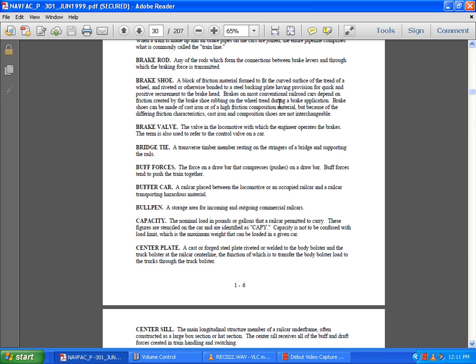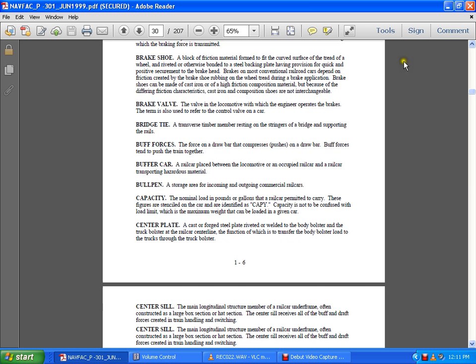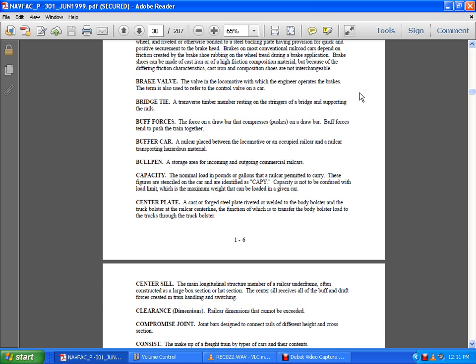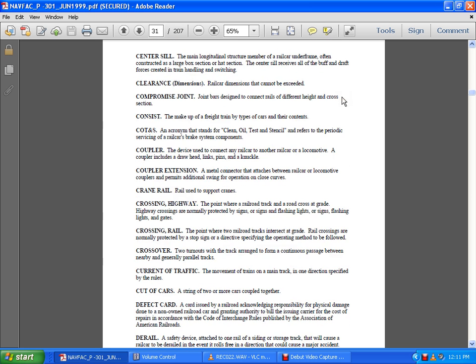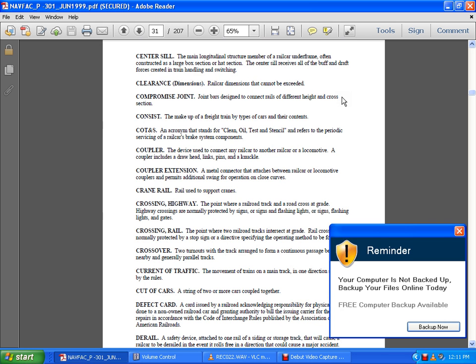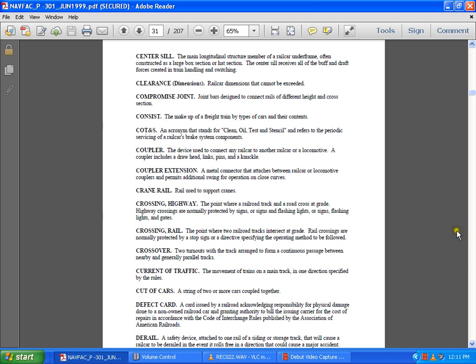The center plate, a forged steel wheel plate riveted or welded to the body bolster and truck bolster of a railway car, the function of which is to transfer the body bolster load to the trucks through the truck bolster. The center sill, the main longitudinal structure maintained from the railway car underframe, often constructed out of a large box section or a hat section. The center sill receives the buff and draft forces created in train handling and switching.